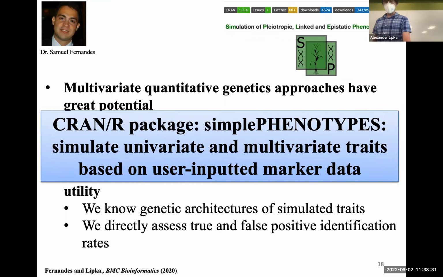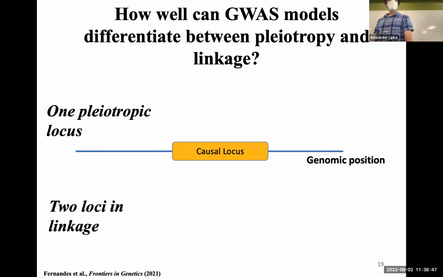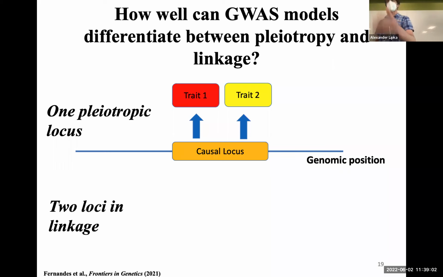So with this Simple Phenotypes package, I'm not going to give the punchline to this, but we were interested in how GWAS differentiates between these two different scenarios I'm going to visualize. So let's say we have pleiotropy. Here's our genomic position, and we have this causal locus. If this is a pleiotropic locus, it's going to have a direct impact on trait 1 and trait 2.